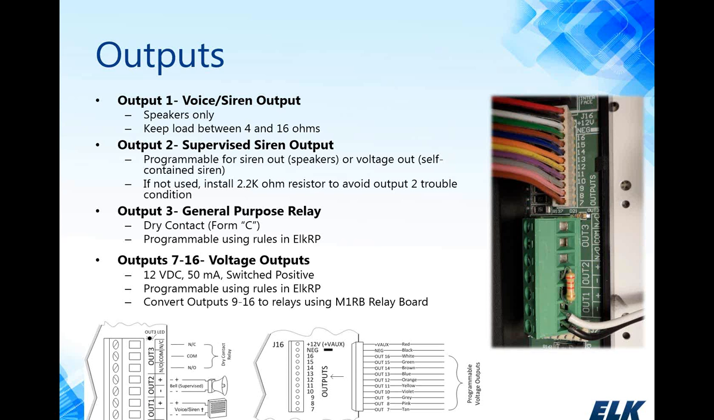If you do not plan on using output 2, it is a supervised output. It's expecting to see a load. So if you're not using it, install a 2.2 k ohm resistor across output 2 positive and negative to avoid the output 2 trouble condition. Make sure it's a resistor and not a dead short.